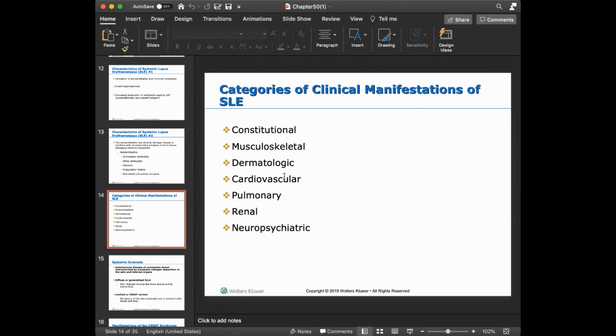Over time, though, we see inflammation of the skin, we can see heart damage, we can see lung damage and sclerosis of the lungs. We also see destruction of the kidneys, as well as sometimes neuropsychiatric disorders that can cause issues with the brain and mood disorders as well.